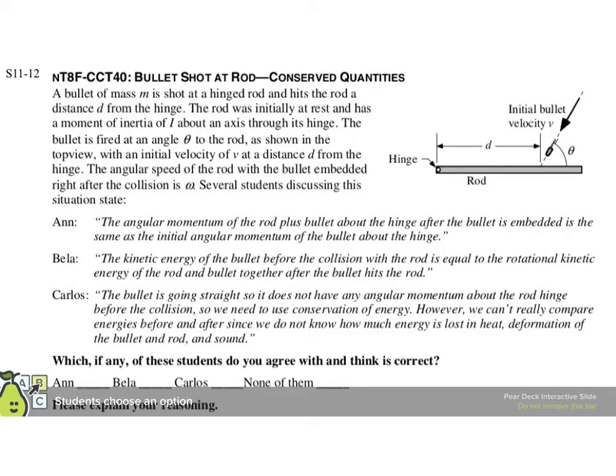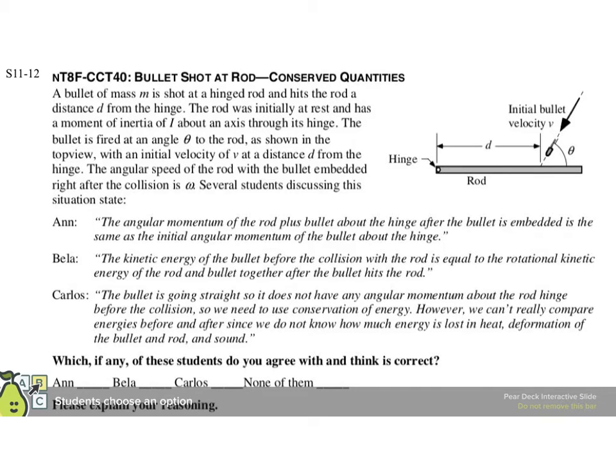Not going to read it again. The angular speed with the bullet embedded after the collision is omega, and several students discuss the situation after it hits. Anne says the angular momentum of the rod plus bullet about the hinge after the bullet is embedded is the same as the initial angular momentum of the bullet about the hinge. Bella says the kinetic energy of the bullet before collision with the rod is equal to the rotational kinetic energy of the rod and bullet after.